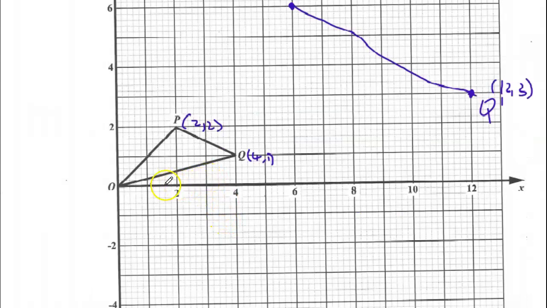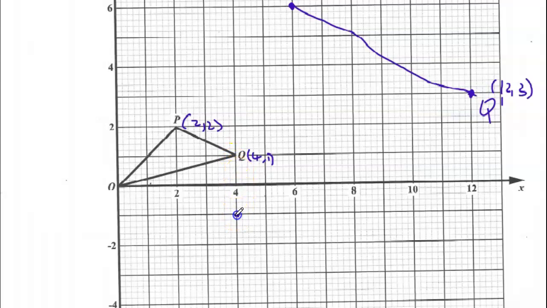Here's our triangle OPQ. Let's reflect it in the x-axis. So the x-axis now will behave as what we call a mirror line. Alright, so we're going to reflect each point. So Q, how far is Q from the x-axis vertically? It's 1 unit away. So on the other side, it's 1 unit away also.